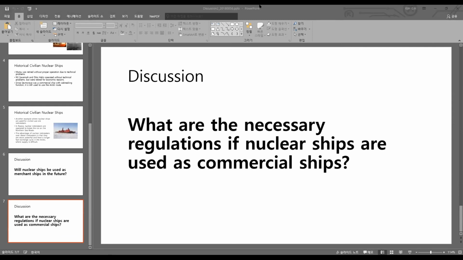And I think some regulations related to carrying load, carrying cargo, can be generated. I'm not sure.